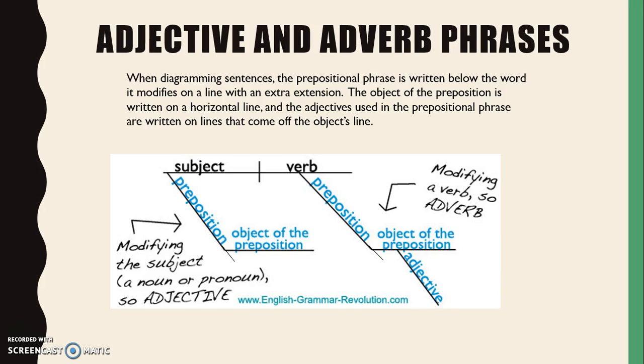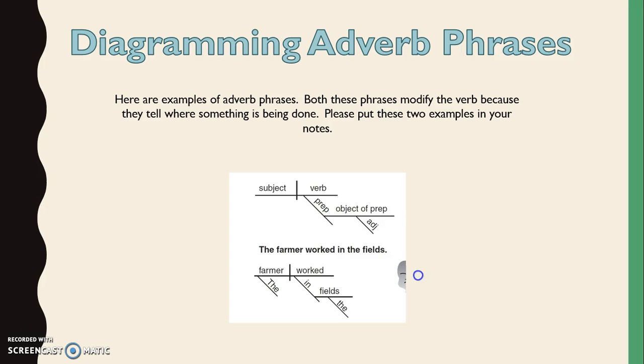All right, so now we're going to be working on adjective and adverb phrases. So when diagramming sentences, the prepositional phrase is written below the word it modifies on a line with an extra extension. You see that extra extension right there? That's important. The object of the preposition is written actually on the line right here, and any modifiers would be written down here. So that's how you would write a prepositional phrase in a diagrammed sentence.